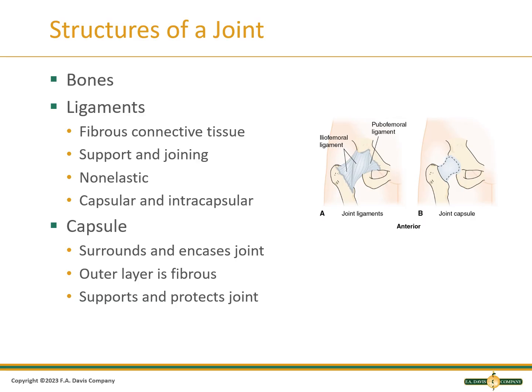They can be capsular, meaning that they run into the capsule and make up a part of the capsule, like we can see with the hip in the iliofemoral and pubofemoral ligaments. Or they can be intracapsular, meaning that they run within the capsule. The capsule surrounds and encases the joint. The outer layer is fibrous, and the capsule works to protect and support the joint.